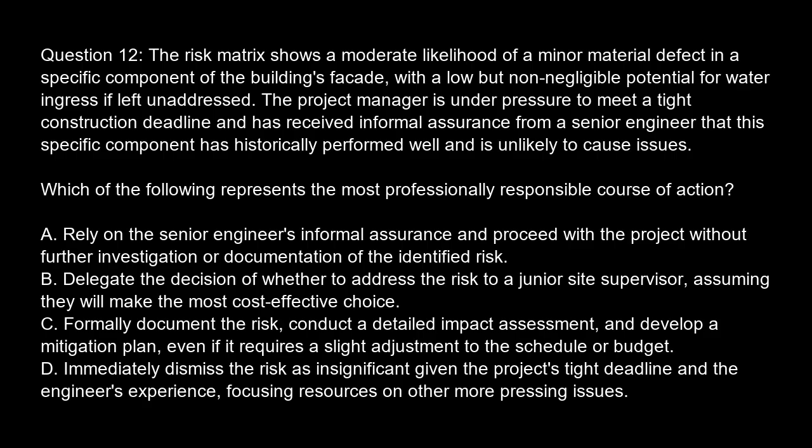Option A. Rely on the senior engineer's informal assurance and proceed with the project without further investigation or documentation of the identified risk. Option B. Delegate the decision of whether to address the risk to a junior site supervisor, assuming they will make the most cost-effective choice. Option C. Formally document the risk, conduct a detailed impact assessment, and develop a mitigation plan, even if it requires a slight adjustment to the schedule or budget. Option D. Immediately dismiss the risk as insignificant given the project's tight deadline and the engineer's experience, focusing resources on other more pressing issues.